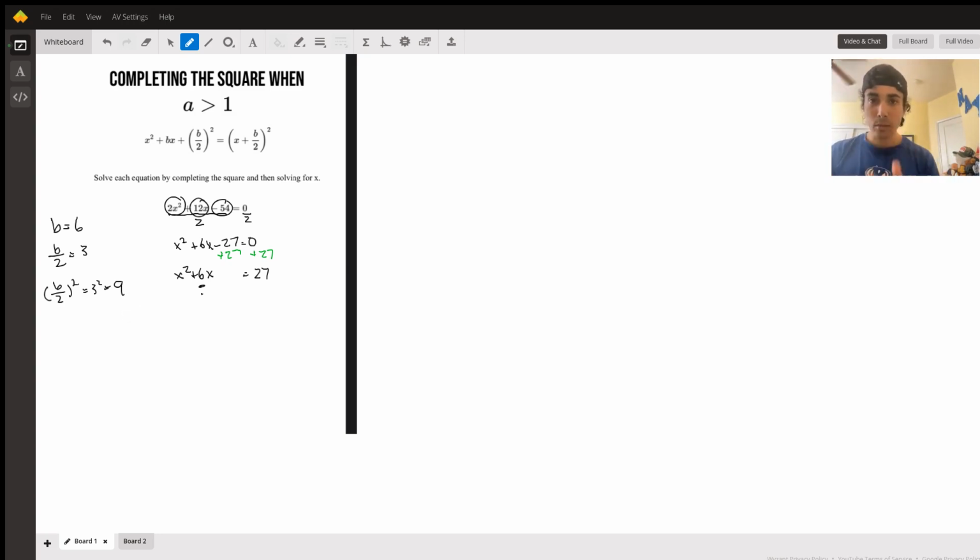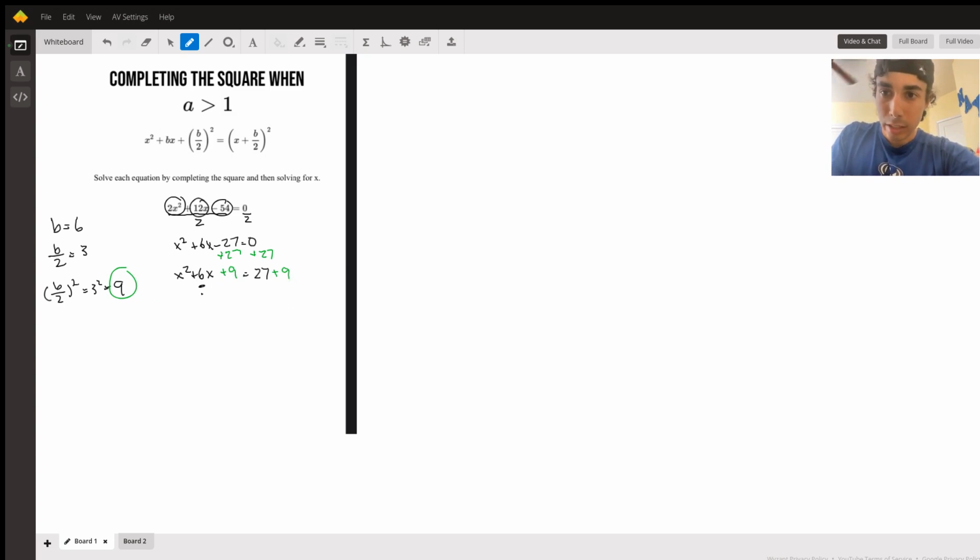Okay, and then what we're going to do, remember this is what we've been doing with completing the square, is add b over 2 squared on both sides. So we're going to add 9 on both sides. So I'm going to add plus 9 here, and I'm going to add plus 9 here.